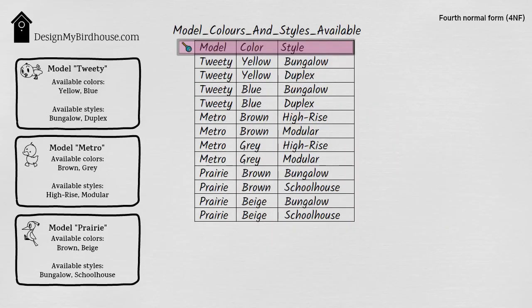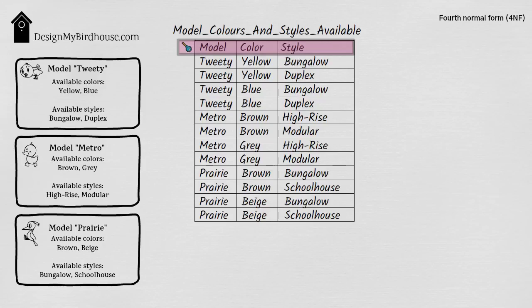This table is in third normal form. The primary key consists of all three columns: model, color, and style. Everything depends on the key, the whole key, and nothing but the key. And yet, this table is still vulnerable to problems.